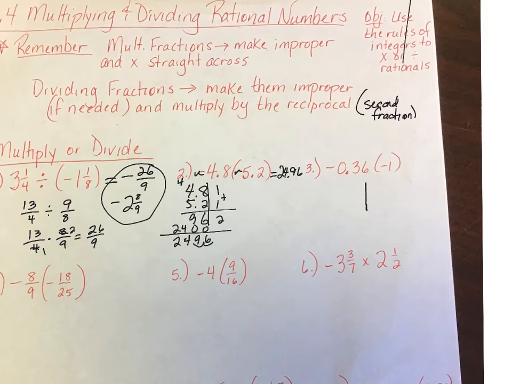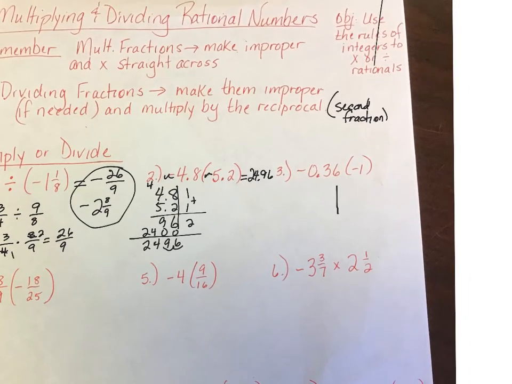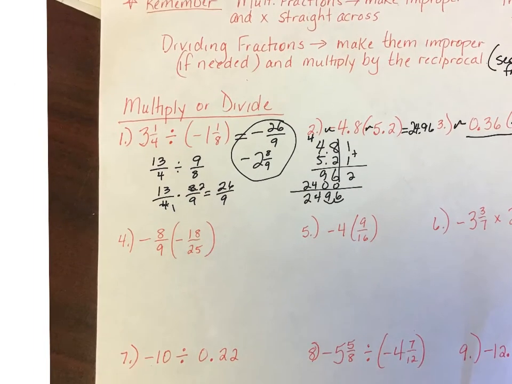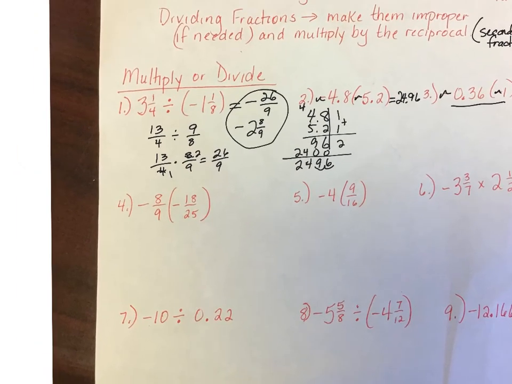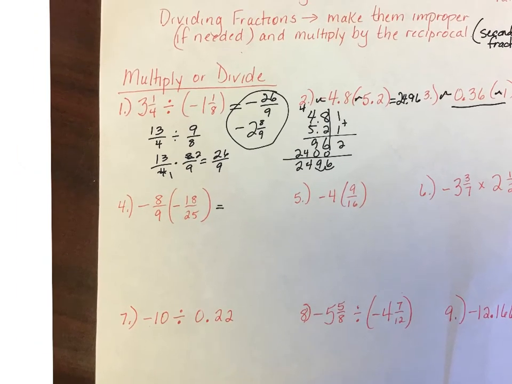Okay? Next one. They just wanted you to see if you know what your signs are going to be. If we have a negative times a negative, we get a positive, so we don't need those. 1 times anything, you always get itself, which is 0.36. Okay, number 4. Negative times negative is a positive, so I don't need those. And they're already fractions, so I'm going to cancel. 9 goes into 18 2 times. And then I'm going to multiply straight across, and I get 16 over 25.